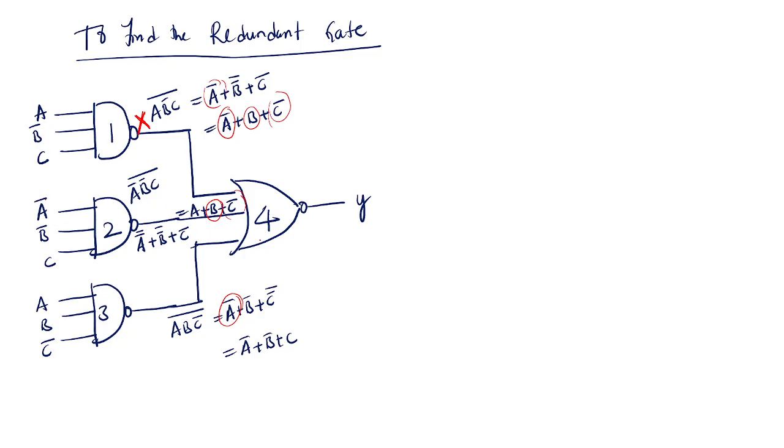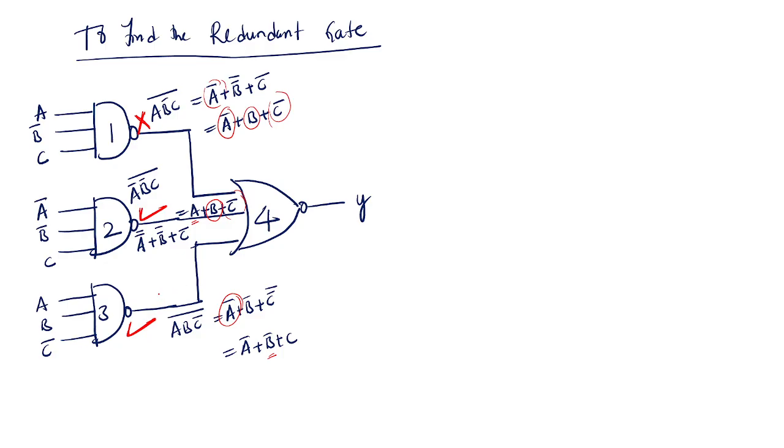Okay. If you check here, A is not repeating anywhere. B is repeating. Okay. C bar also repeating. So A is not repeating. That's why this is not a redundant gate. This gate should be present. Okay. And here if you see, A bar is repeating. B bar is not repeating. So this is not a redundant gate.